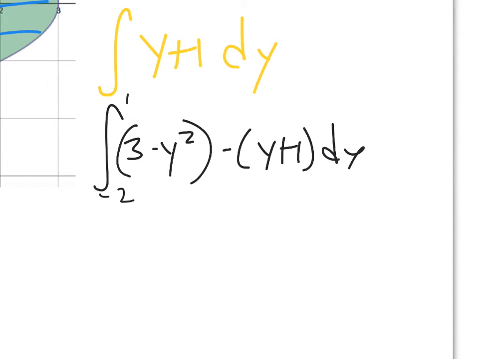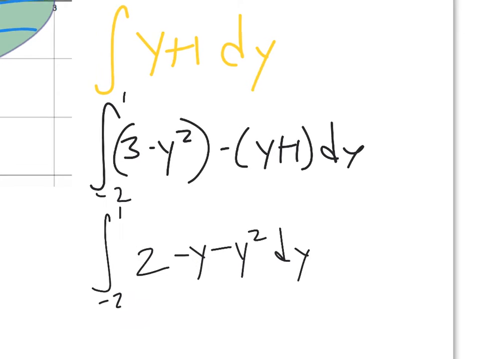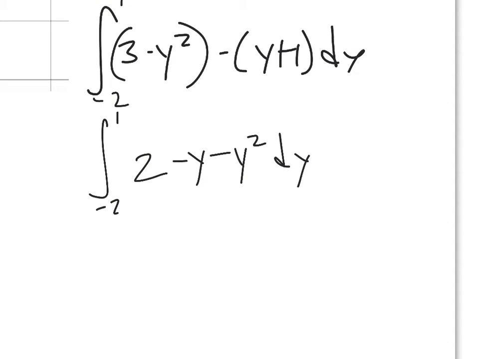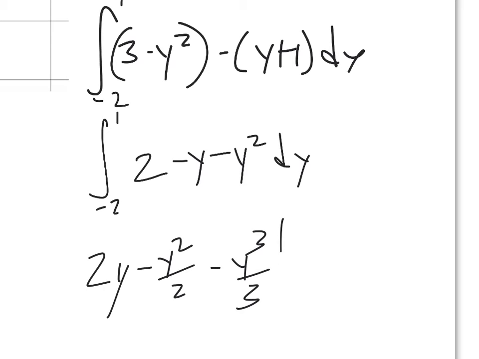Okay? Now, we've spent a lot of time with x values. Y values are kind of different. You kind of have to just flip over the page or flip over your mind a little bit there. Okay? So cleaning this out, there's going to be a negative y squared. There's going to be a negative y with 3 minus 1. There's going to be a 2. All right? Now we're going to use the first fundamental theorem of calculus. Take the antiderivative, 2y minus y squared over 2 minus y cubed over 3. We're going to evaluate that from negative 2 to 1.